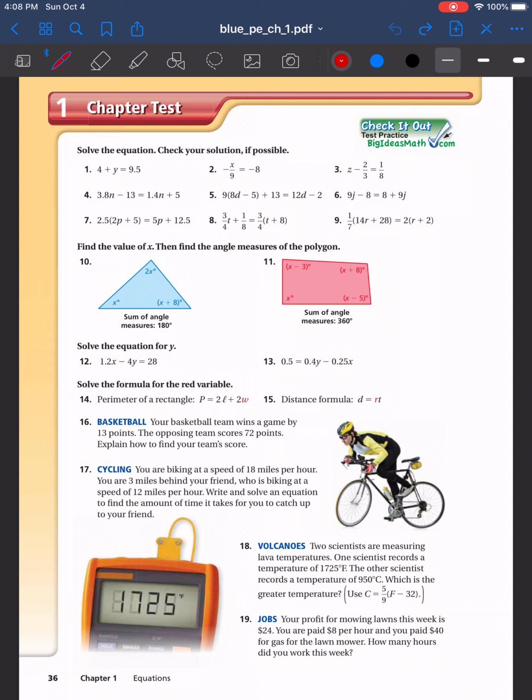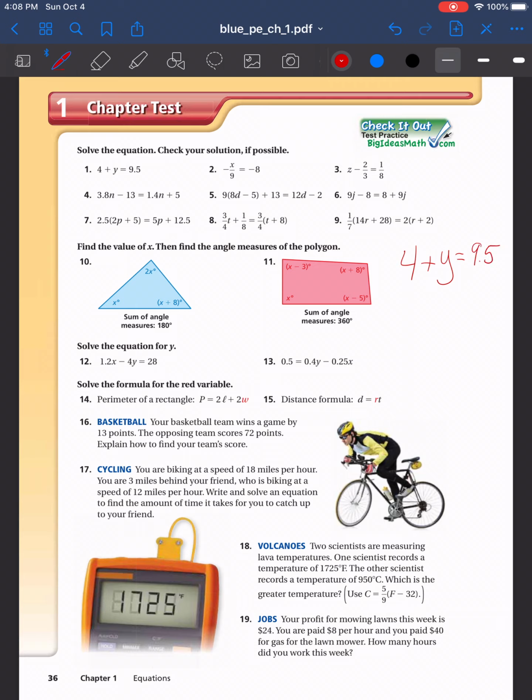Okay, so number 1 through 9, it says just solve the equation, and if possible, check your solution. So remember, sometimes we will get the variable equals a number, but other times we'll get no solution or we'll get infinite solutions. So let's go ahead and get started on number 1. Number 1 says 4 plus y equals 9.5.